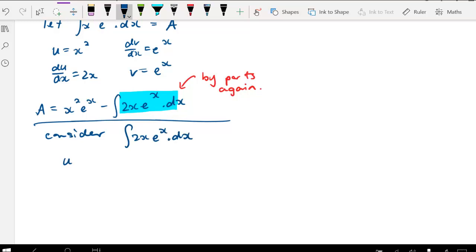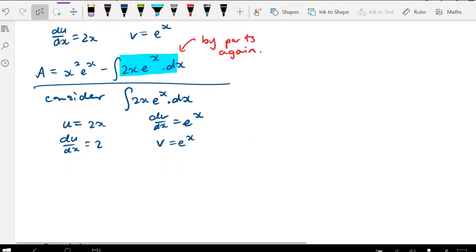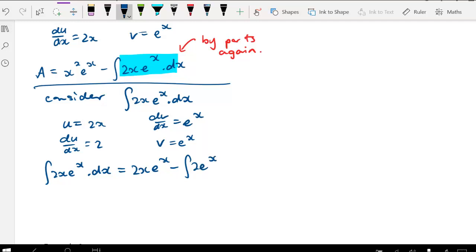And so in this case, u is equal to 2x, dv/dx is equal to e to the power of x. The derivative here, du/dx, is 2, and the integral is e to the power of x. So that means the integral of 2x e to the power of x with respect to x is uv, which is 2x e to the power of x, subtract the integral of v du/dx, which means we're looking at 2e to the x.